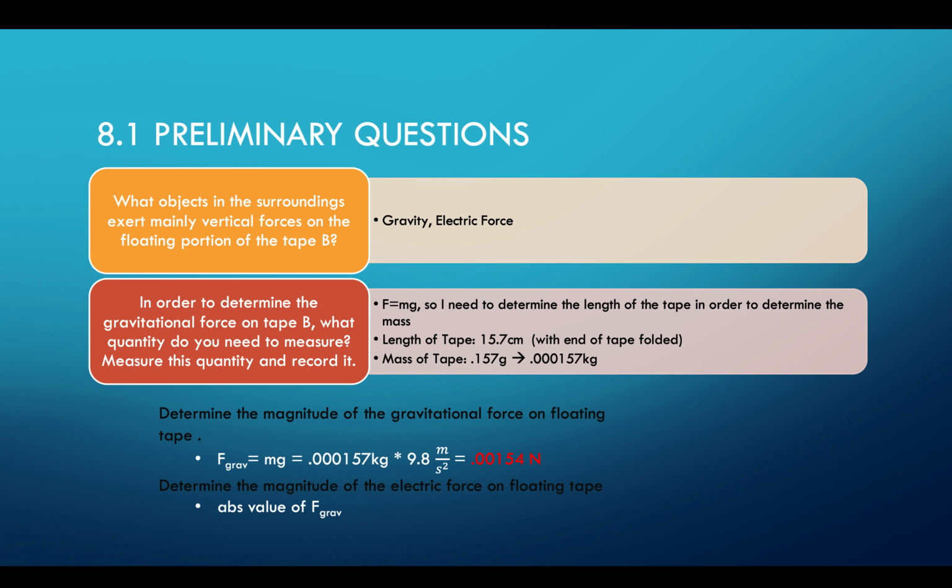Determine the magnitude of the gravitational force on the floating tape. Basically, the force of gravity is mass times gravity, so I did that, and then the magnitude of the electric force would just be the absolute value of the F grav that I determined from the mass times gravity formula.